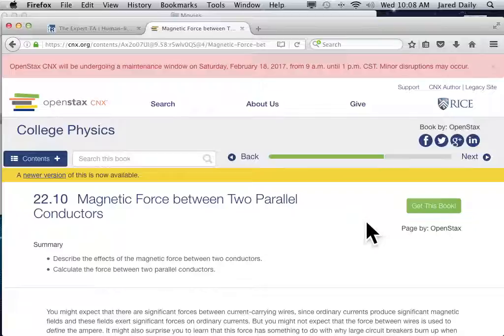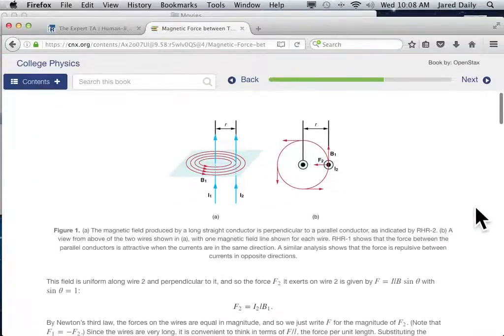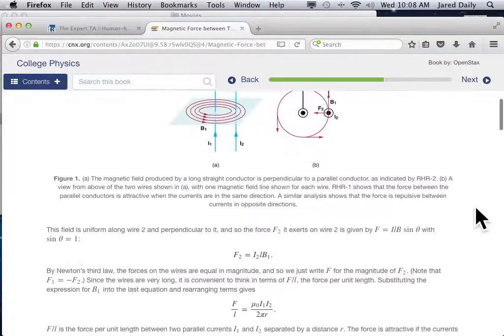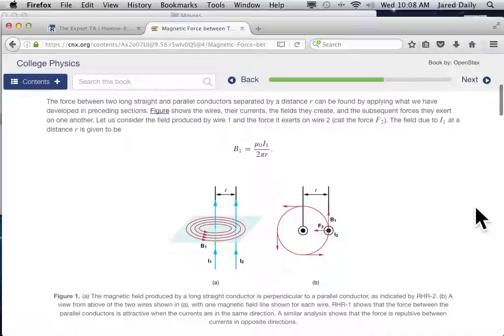So what we've learned so far is that current creates magnetic fields. Those magnetic fields that we create can cause forces to happen, can cause torques to happen. This is all Ampere's law stuff. So now we're going to just look at some different examples of this, different situations with this.